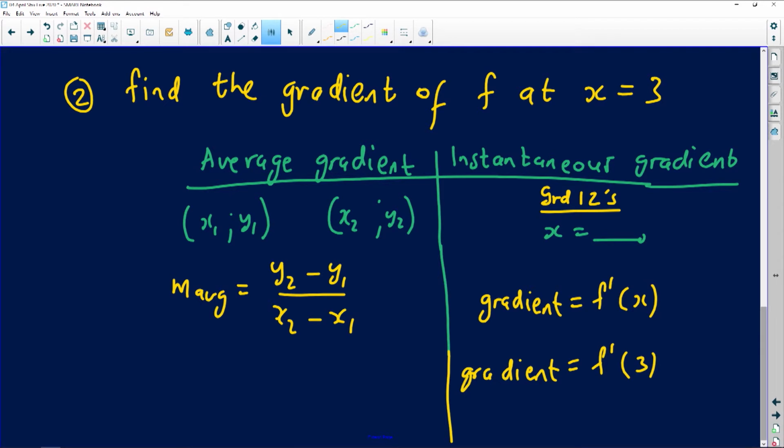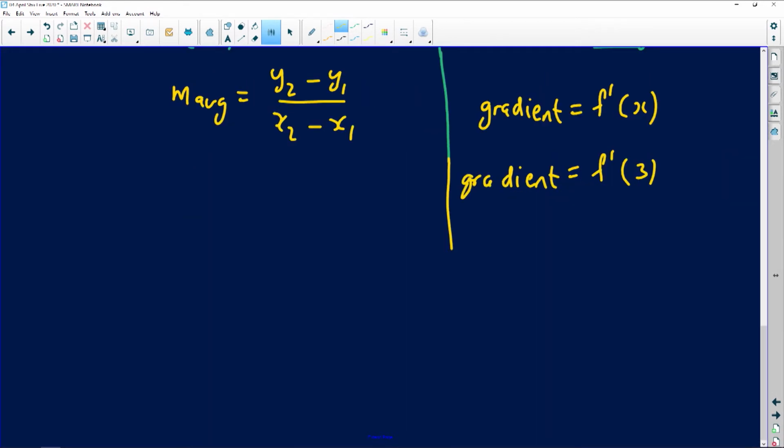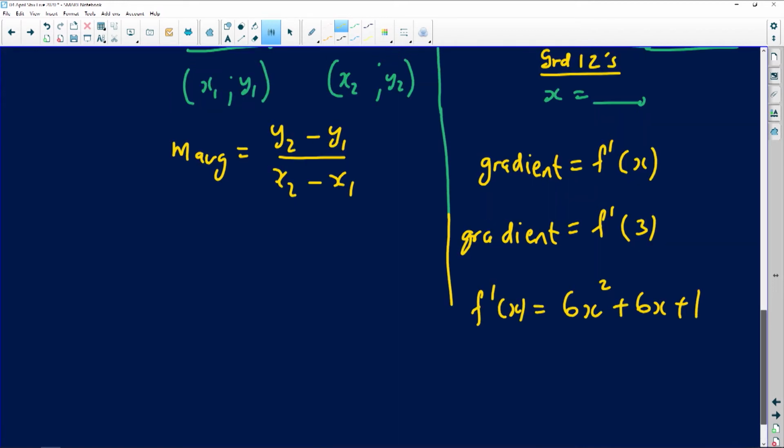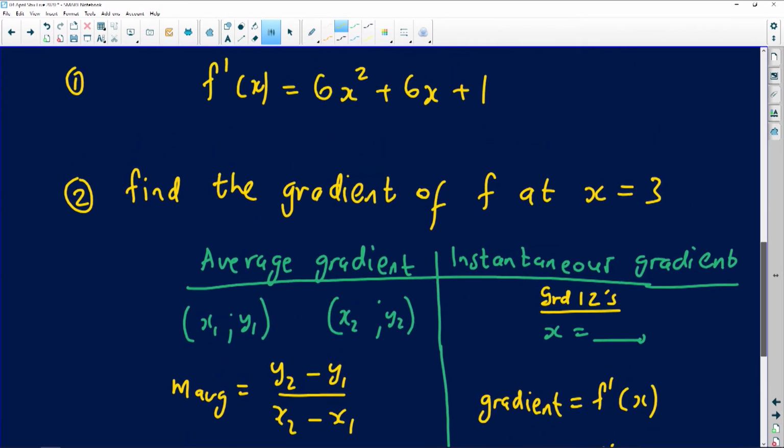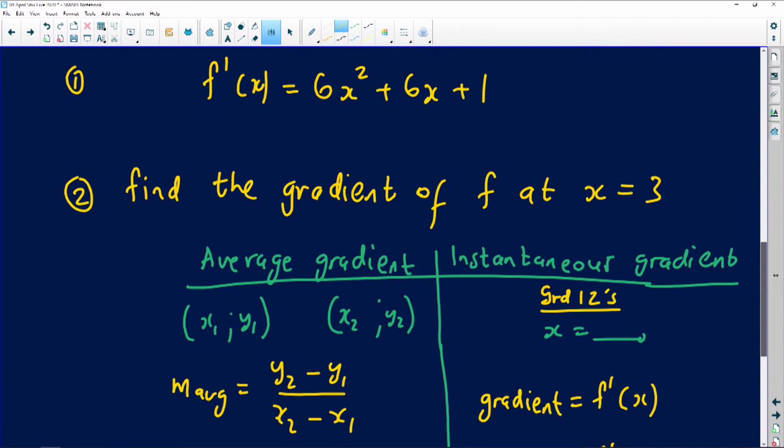So what is going on here? No complications. Let's just go back and write it. Our f prime of x came out as 6x squared plus 6x plus 1. That's what we got when we were finding the derivative using the power rule. 6x squared plus 6x plus 1, right?